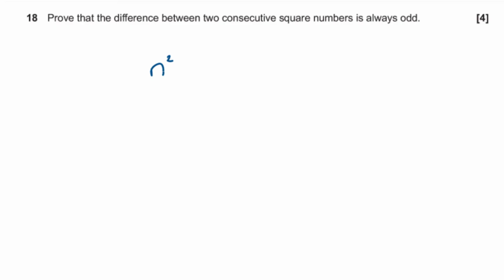So let's say I had 2 and I squared it and I got 4. So 4 would be my first square number. The next square number would be one more than 2. It would be 3, wouldn't it? 3 squared is 9. Okay, and I would get that by taking my value n, adding 1 to it, and then squaring it. So my two consecutive numbers are n squared and n plus 1 all squared. Okay, so these are my consecutive numbers.